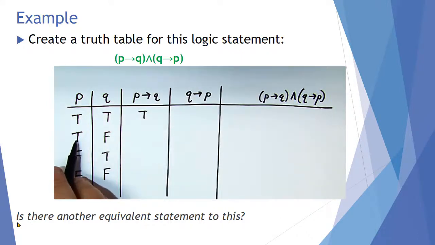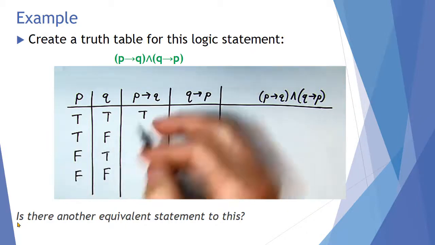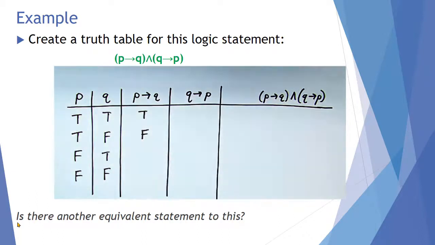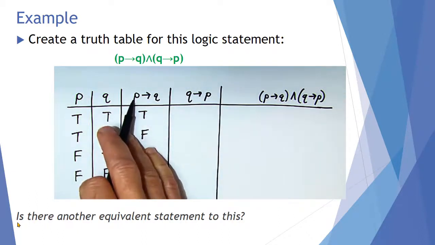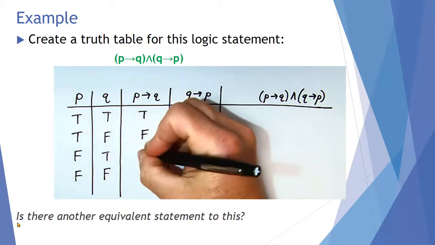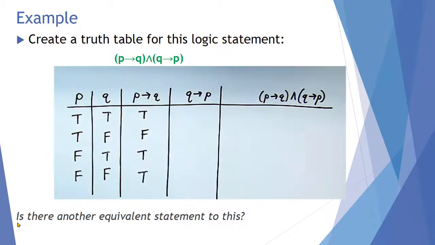Row 2, P implies Q, that's false. We have P but not Q. Q did not follow P, and so that one's false. And rows 3 and 4 will be true because this is, remember, if P then Q. Well, we don't have P, so it doesn't matter. And so those are both true.